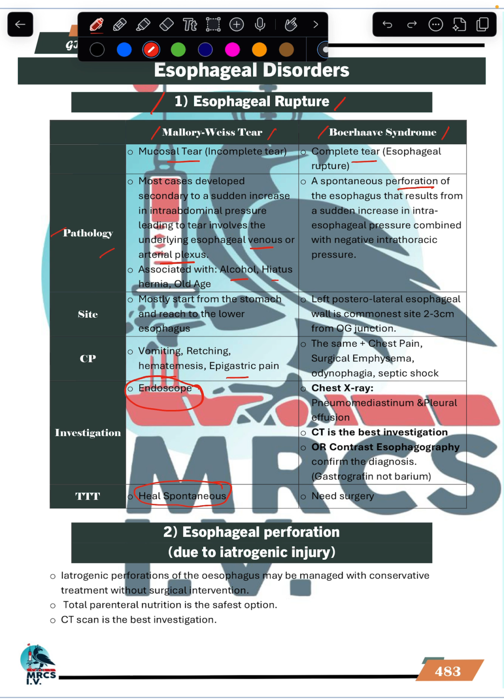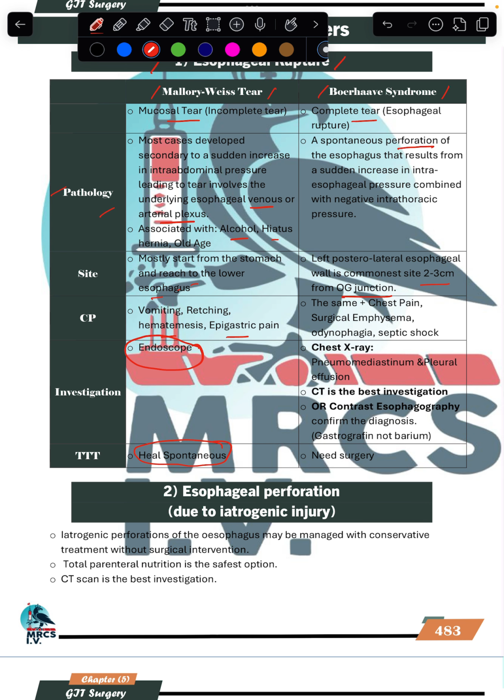What is the site here? In Mallory-Weiss the site is from the stomach reaching to the lower esophagus, while in Boerhaave the left posterolateral esophageal wall is common, 2 to 3 cm from the esophagogastric junction. Clinical picture is chest pain, surgical emphysema may be seen, odynophagia and septic shock. The person may go into shock. Chest X-ray shows pneumomediastinum, which is diagnostic: air in the mediastinum, and pleural effusion.